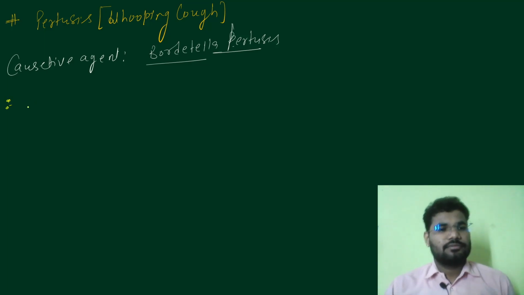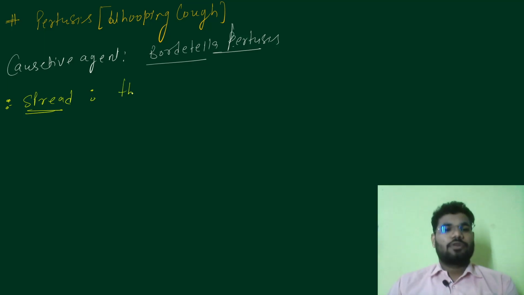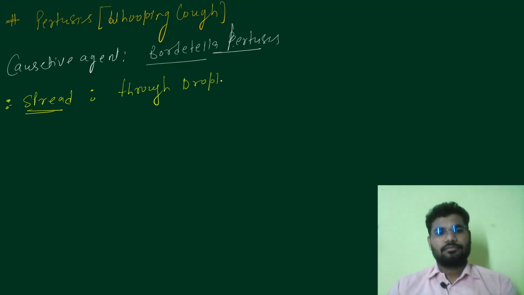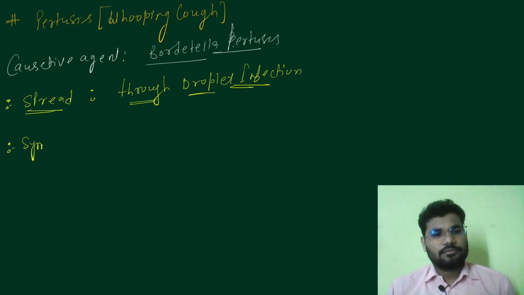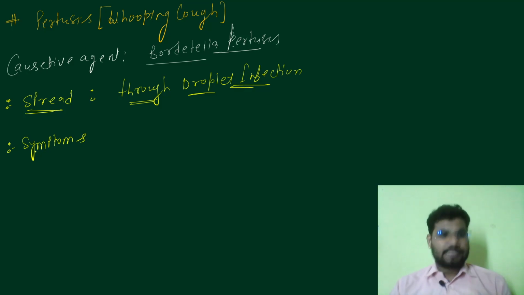Okay, so what is the epidemiology, how does it spread? Again, through droplet infection. So through droplet infection, and of course it is airborne. Let us talk about the symptoms. What are the symptoms of this disease?